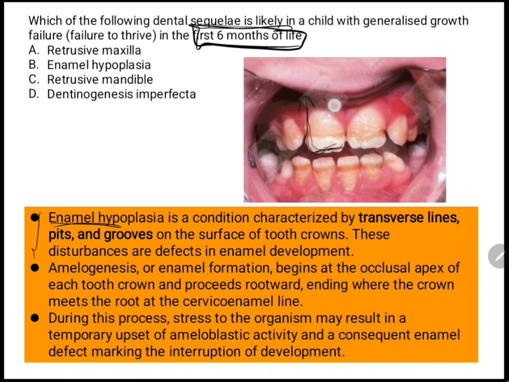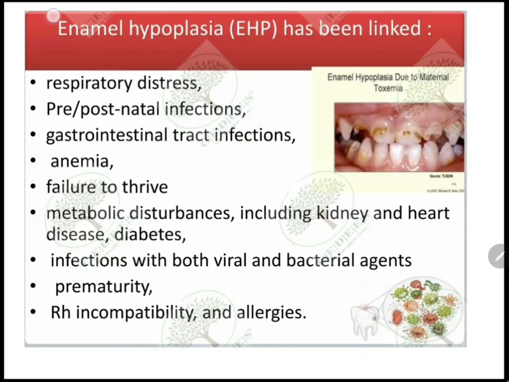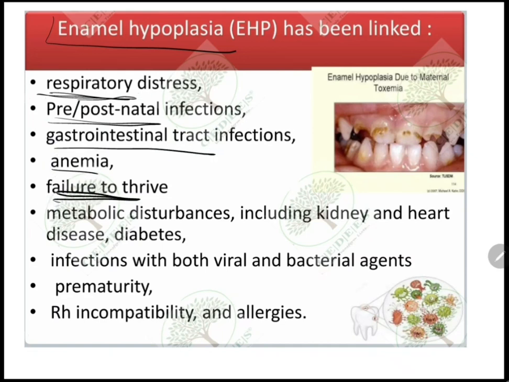So the teeth will be discolored and there'll be pits and grooves on the teeth, and this is known as enamel hypoplasia. Now, there are a number of conditions to which it has been linked. It does not usually occur on its own. There are some causes behind it. It can be linked with pre or postnatal infections, respiratory distress, GI infections, anemia, failure to thrive, which is what has been asked in the MCQ, viral and bacterial infections, and metabolic disturbances.